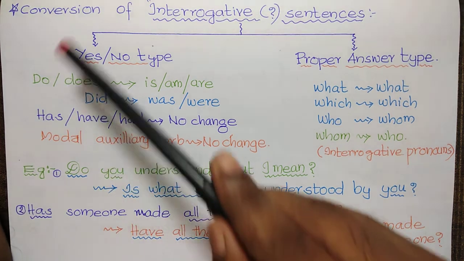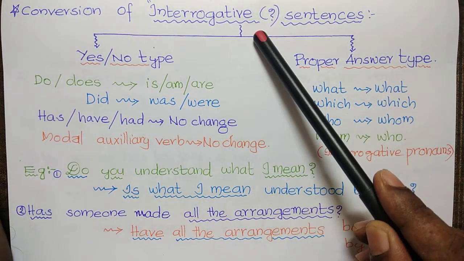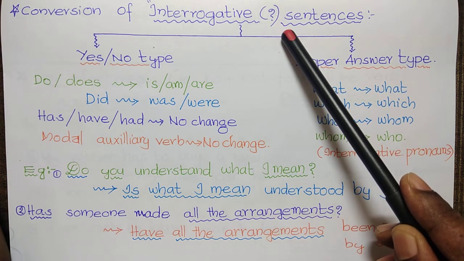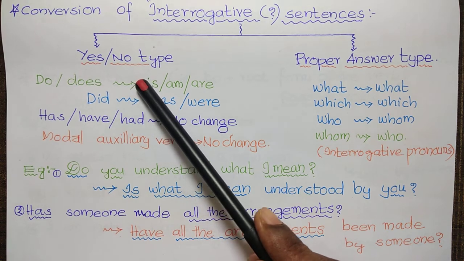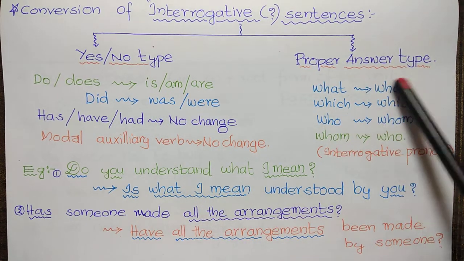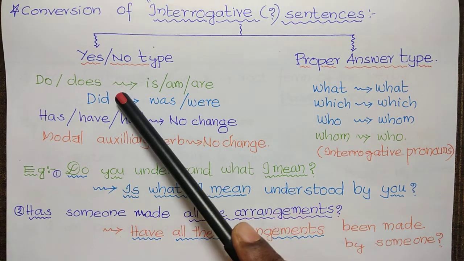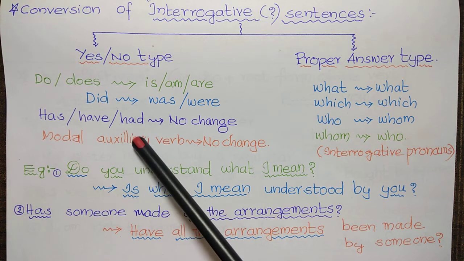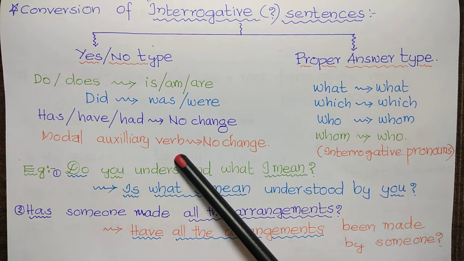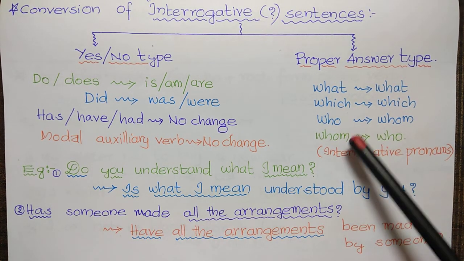Next is conversion of interrogative sentences. Interrogative, that is questions. There are two types of interrogative sentences. One is yes/no type and the other is proper answer type. In yes/no type, the question words are do or does, did, has or have or had, or modal auxiliary verbs. In proper answer type, question words are what, which, who, or whom.